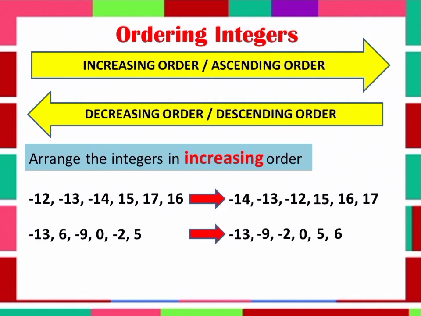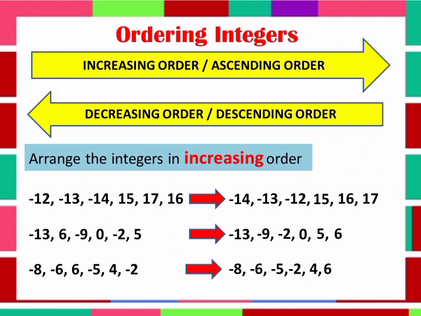Next example is negative 8, negative 6, 6, negative 5, 4, and negative 2. So, to arrange it in increasing order, it will be like this. Negative 8, negative 6, negative 5, negative 2, 4, and 6.